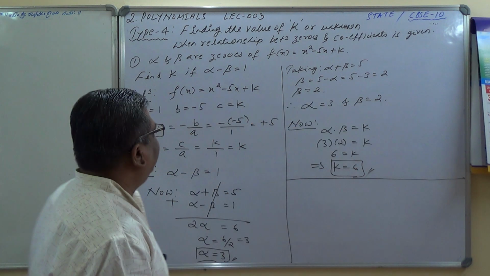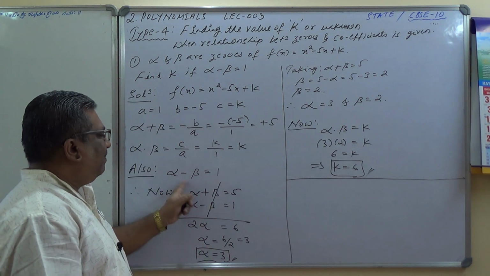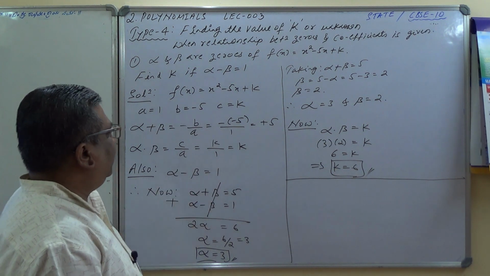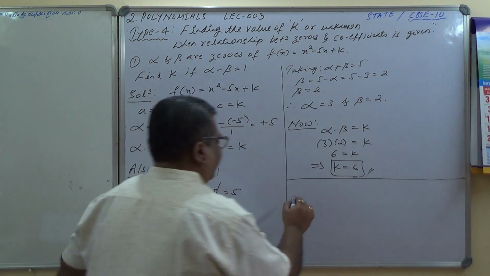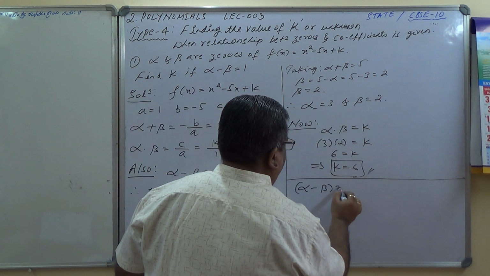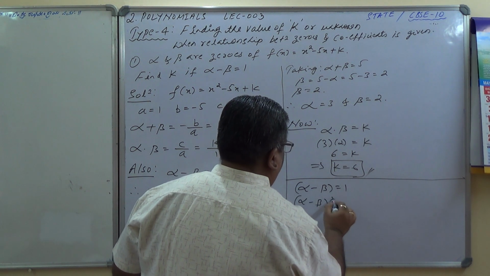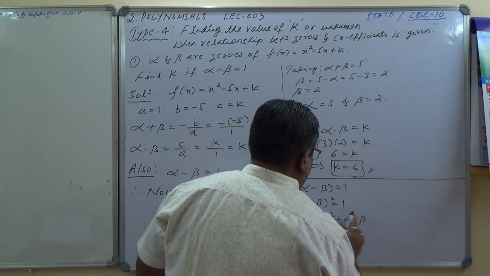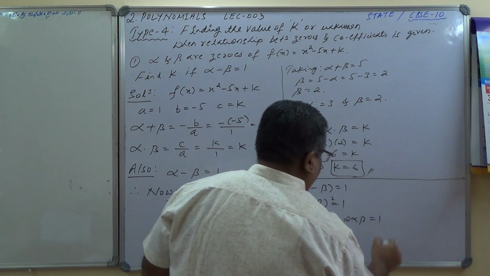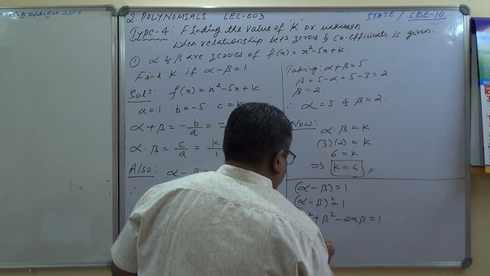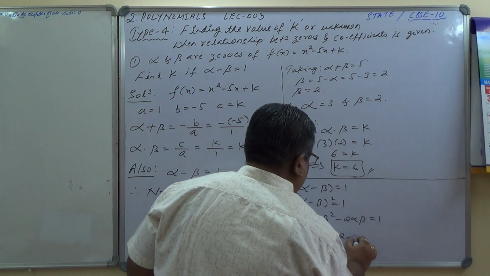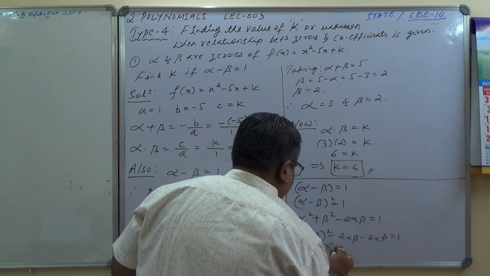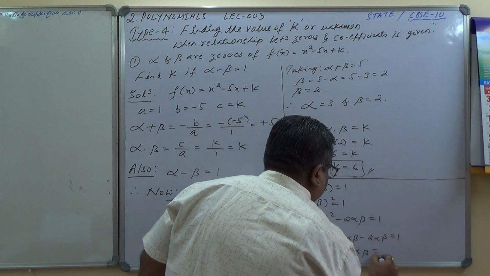Some students already know how to find the value of alpha minus beta. Alpha minus beta equals 1 is given to you. So what is alpha minus beta the whole square? Alpha minus beta the whole square also equals 1. Alpha square plus beta square minus 2 times alpha beta equals 1. Alpha square plus beta square is alpha plus beta the whole square minus 2 alpha beta. So alpha plus beta the whole square minus 4 times alpha beta equals 1.